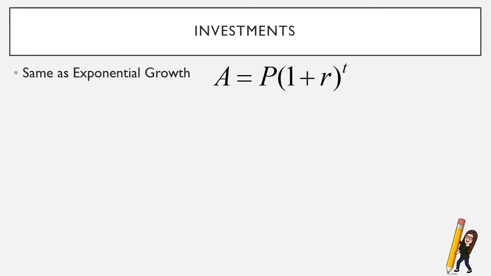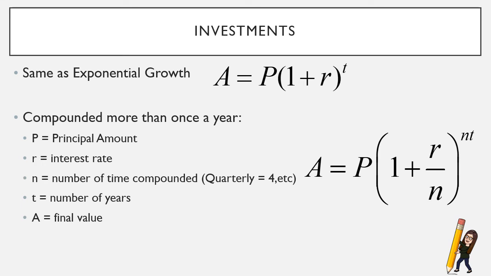All right, let's take a look at some investments. Very similar to exponential growth, it's just some different vocabulary you're going to hear. For example, P is going to stand for principal amount. Instead of saying original or initial, in banking we say principal. We're still going to have an interest rate, obviously, since it's a bank. We're still going to have time in number of years as the exponent.